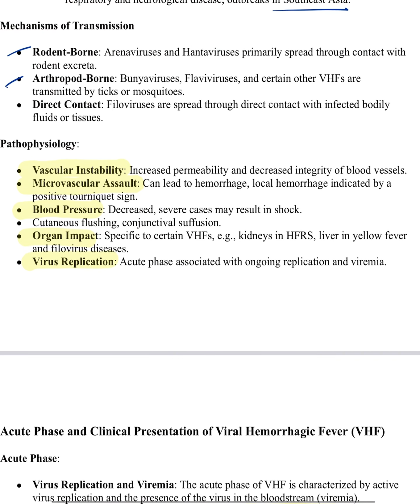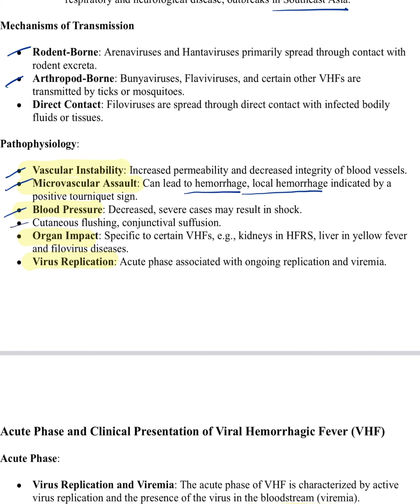Pathophysiology, how viral hemorrhagic fever happens, is common. Vascular instability, that is vascular injury, causes increased permeability of the vessels and decreases their integrity. That's how the plasma will go into the tissues, causing a relative hypovolemic state. Next is microvascular damage, which will lead to hemorrhage. Local hemorrhage is indicated by the positive tourniquet sign, which we do in dengue. Blood pressure will be low as plasma volume is lost.